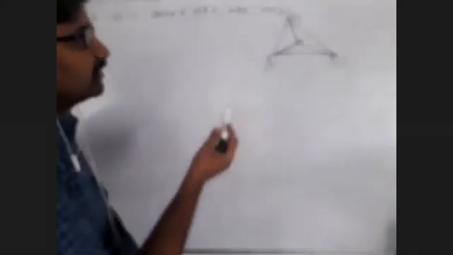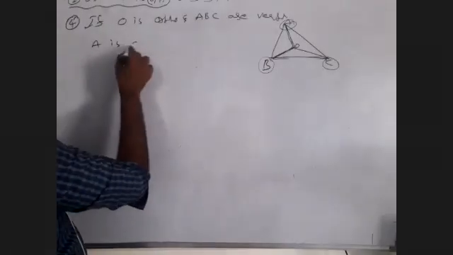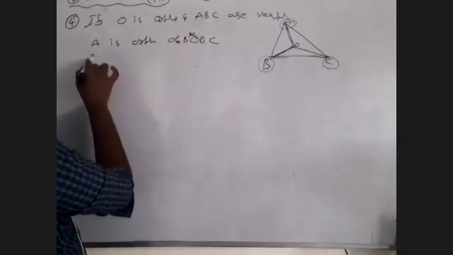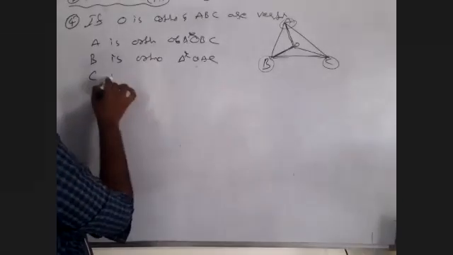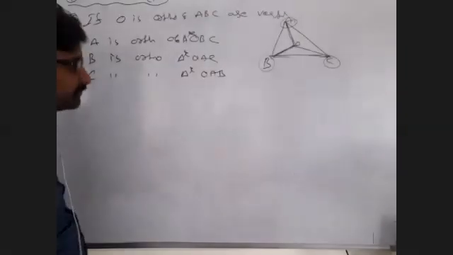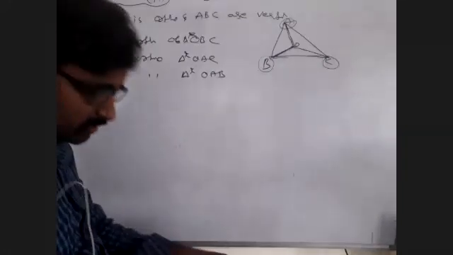A is orthocenter of OBC. A is orthocenter of the remaining triangle, OBC triangle. B is orthocenter of triangle OAC. C is orthocenter of triangle OAB. Okay, this is also one important point.